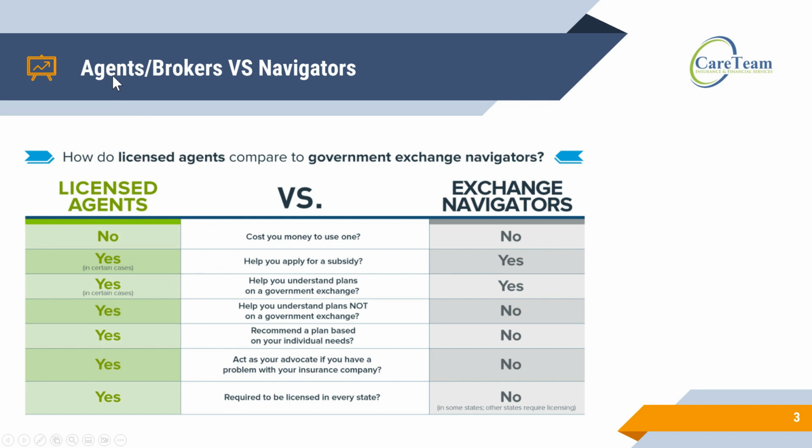So starting off, we're going to go over agents and brokers versus navigators. As you can see, they both do not cost you money to use. They both can help you apply for a subsidy. They both can help you understand plans that are on a government exchange.